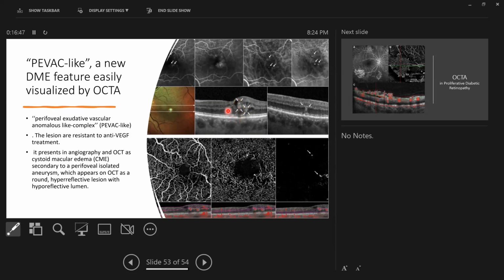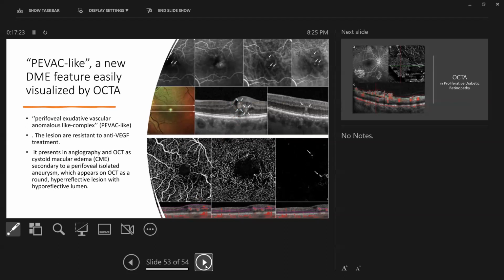Why do we need to identify this kind of lesion? Because this kind of lesion is highly resistant to anti-VEGF. When you find a PIVAC-like lesion, like this lesion, you should guess that the patient probably will not respond to anti-VEGF in a very good way. So just keep in mind this picture of PIVAC, a hyperreflective lesion with an adjacent hyporeflective lumen. This is the microaneurysm, and this is the fluid, what we call the cyst.